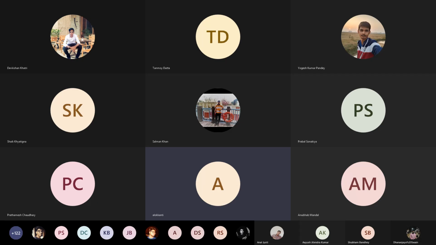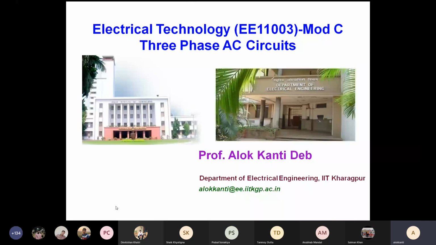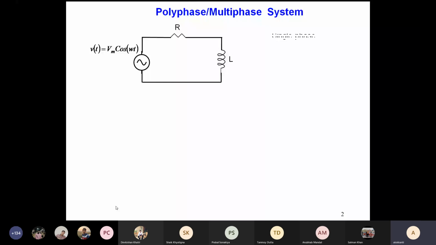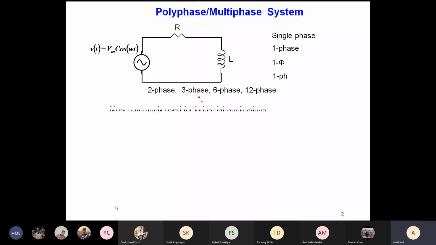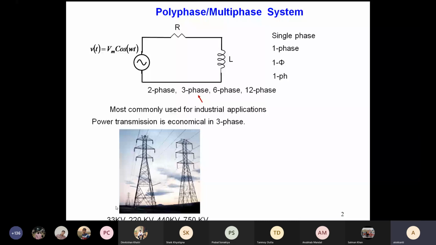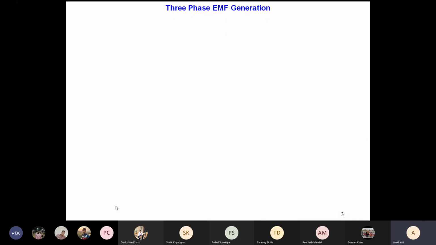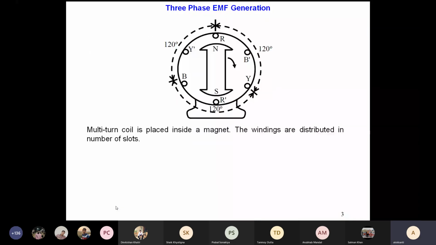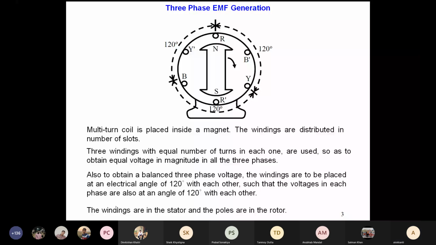We start discussing three-phase AC circuits. The first thing we did was the advantages of polyphase systems, why this three-wire system is there. And we briefly introduced how the three-phase EMF is generated. We said that in the three-phase system, there are basically three single-phase systems inside the generator, which are 120 degrees shifted from each other.